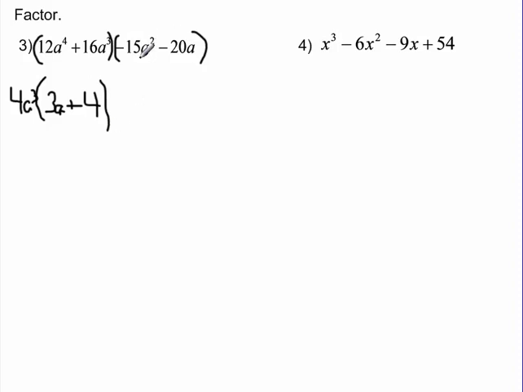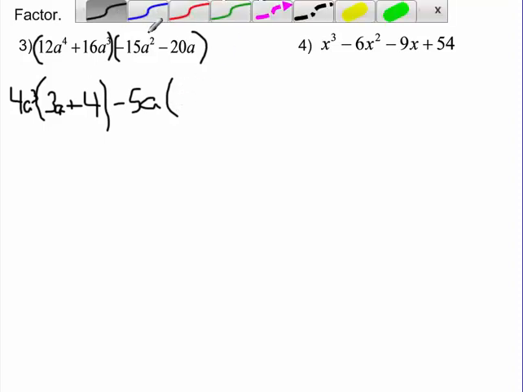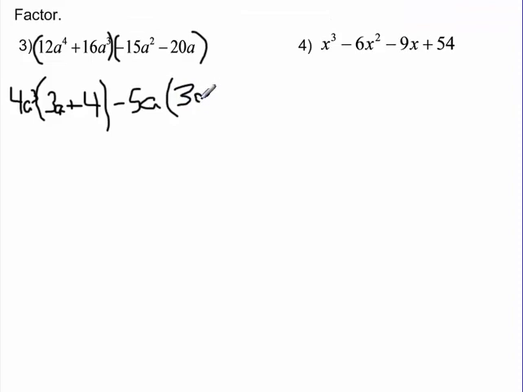Okay. And then over here, I have a negative 5a that I'm going to take out. So negative 5a. And what am I left with? I'm left with a 3a. Oh, messed that up. Let me erase that real quick. Okay. I'm left with a 3a. God, my handwriting's getting worse. And over here, if I take a negative 5a out, I'm left with a positive 4. Alright, I knew to take the negative out because these were both negative, and I want them both to be positive. So that's how I knew to take that negative out of there.